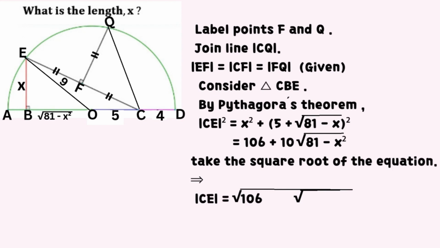Consider triangle CBE. By Pythagoras' theorem, the square of line CE equals the sum of 106 and 10 times the square root of 81 minus the square of x, as shown on the screen. Take the square root of the equation. It implies that line CE equals the square root of the sum of 106 and 10 times the square root of 81 minus the square of x.